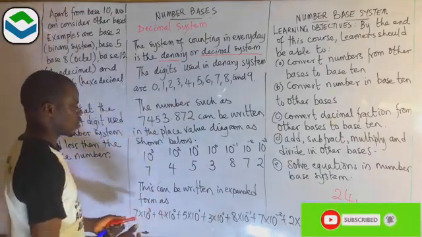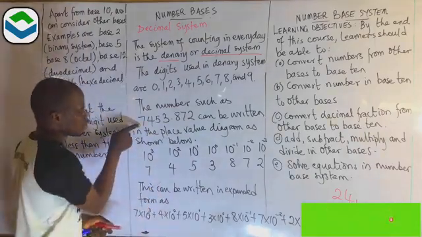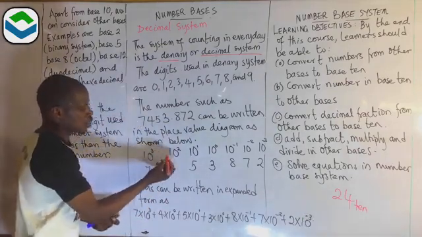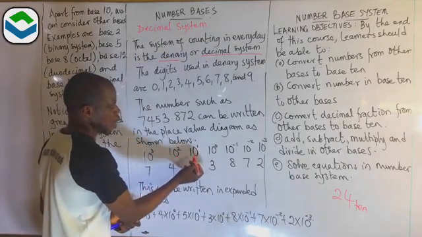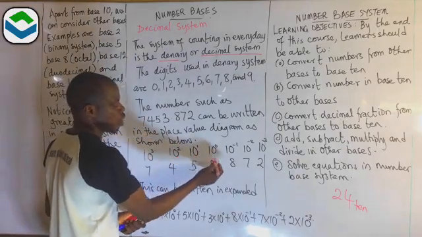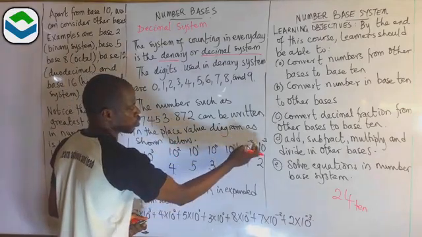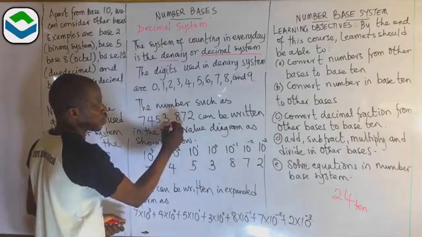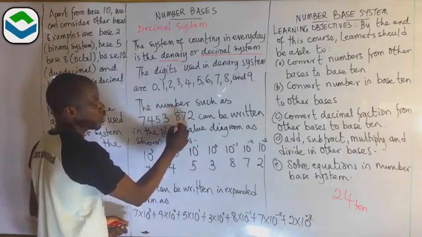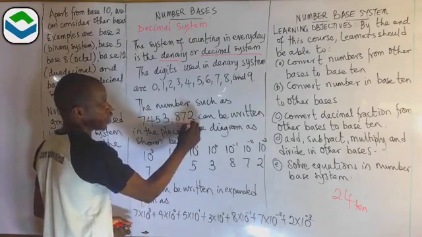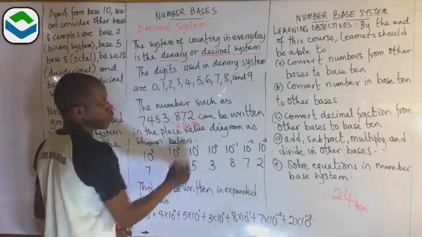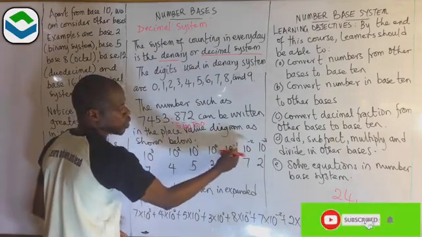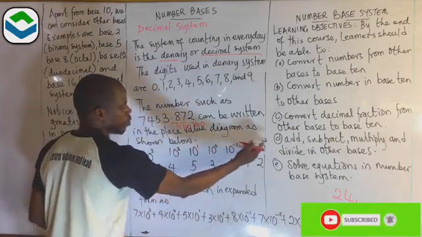Under the place value diagram, as you can see here, this is 7,000. That is, you have 10 raised to the power 3, 10 raised to the power 2, 10 raised to the power 1, 10 raised to the power 0, then you have 10 raised to the power minus 1, minus 2, and minus 3. Because after the decimal point, this is over 10, this is over 100, and this is over 1,000, as you can see. So that's why you see 10 raised to the power minus 1, minus 2, and minus 3.